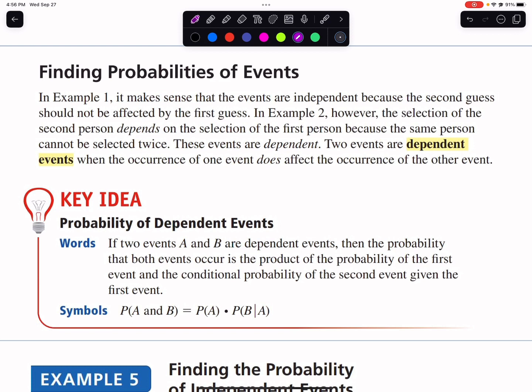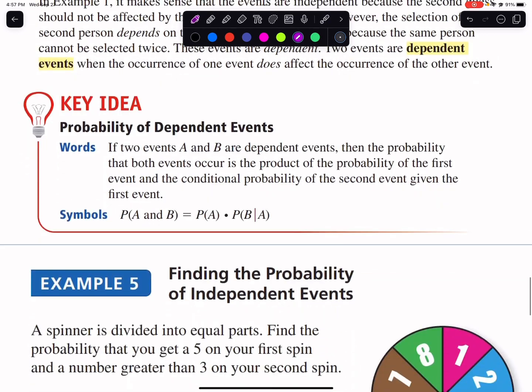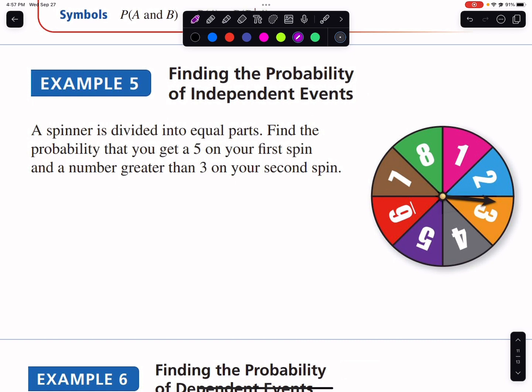In example 2, it makes sense that they are dependent because when you're selecting people and you pull one out of the group, then suddenly you're changing the group. So your next pick depends on who you picked the first time. So two events are dependent when the occurrence of one event does affect the occurrence of the other. And we're not going to determine if something is dependent, but we are going to find the probability of independent and dependent events. So our first example is just the probability of independent events.